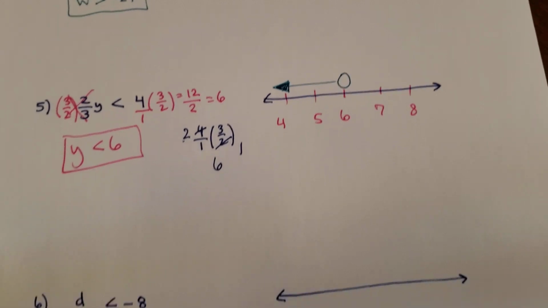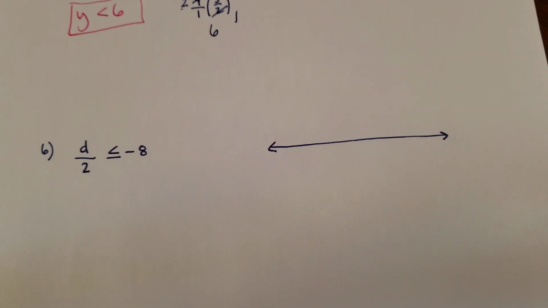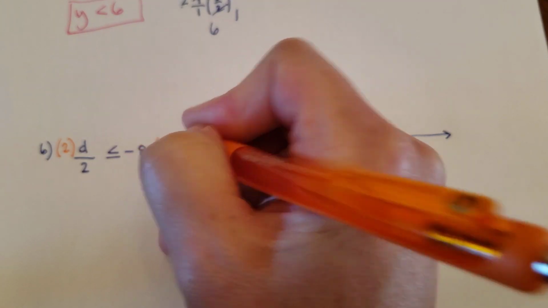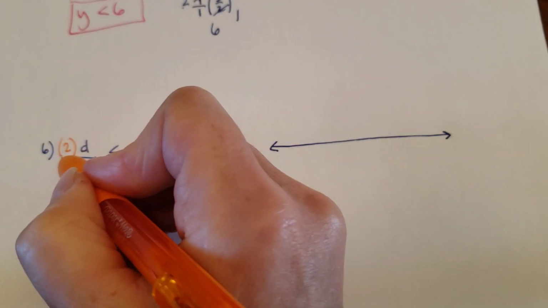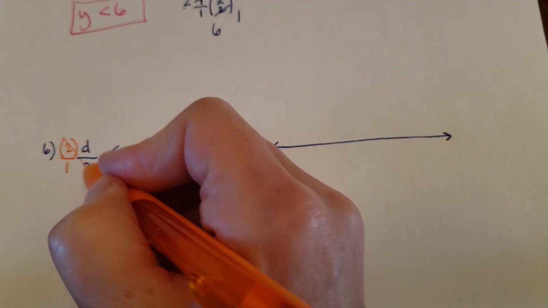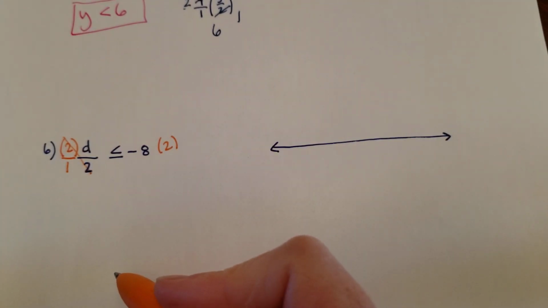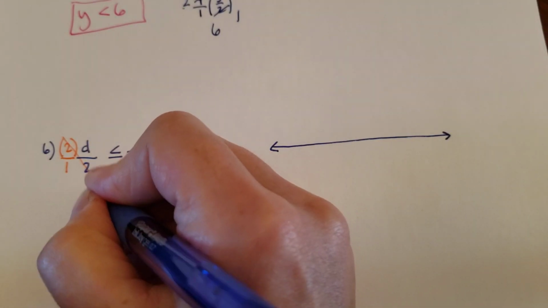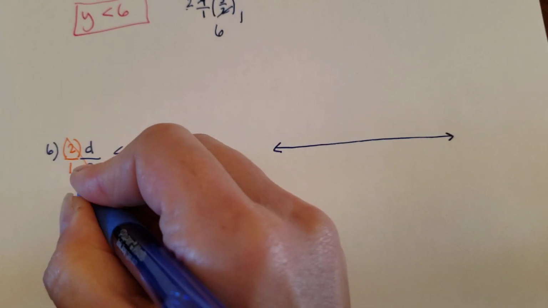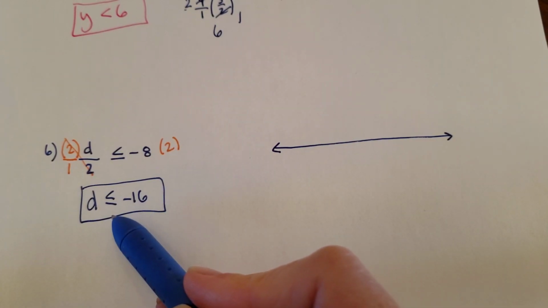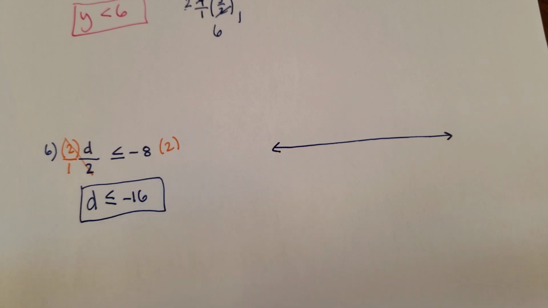All right, final one. We're dividing by 2, so we are going to multiply by 2. One thing I didn't mention, when you do this multiplication, it's like a 2/1. That's how you're able to cross these off because it's in the numerator, not in the denominator. And then 2 times -8 is -16, but again, we did not multiply by a negative, so we don't do anything with the inequality, it stays the same.